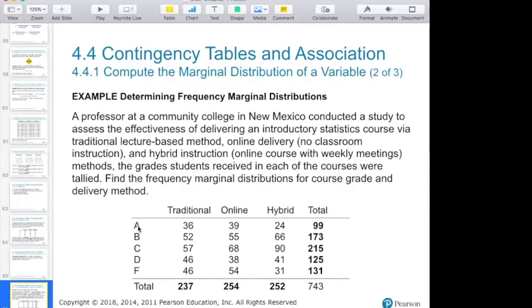So we can take out one row or column. I could just look at A's, or I could just look at online, or I can look at the table as a whole, and I can add in these marginal values where I put these total rows and columns on here so we can see that difference.